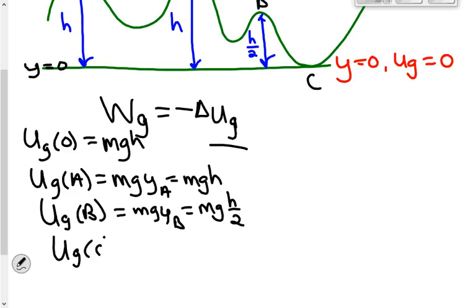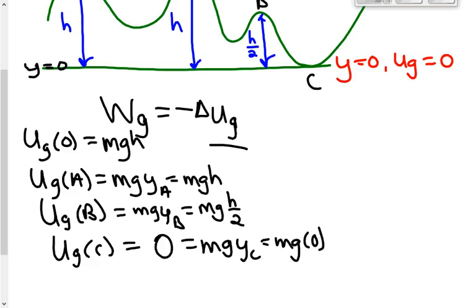And how about at point C? Okay, it's going to be mgyC, but yC is going to be 0 because it's not really any height above where we set y and UG equal to 0.